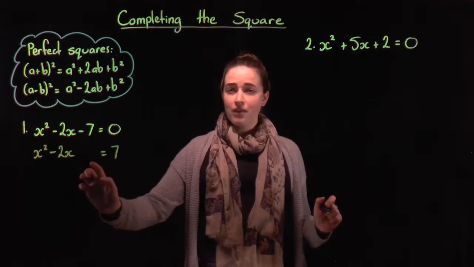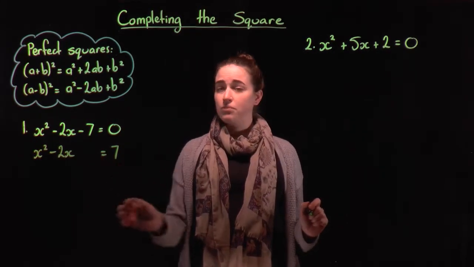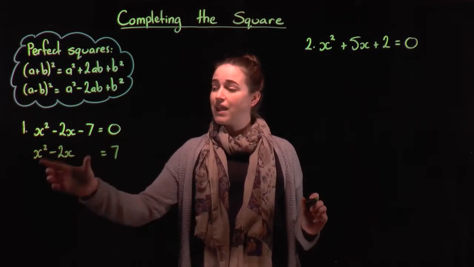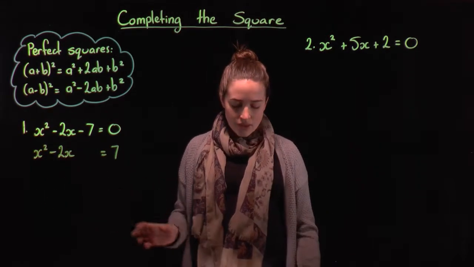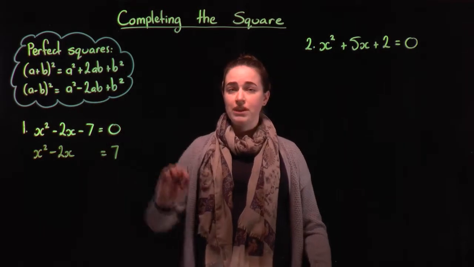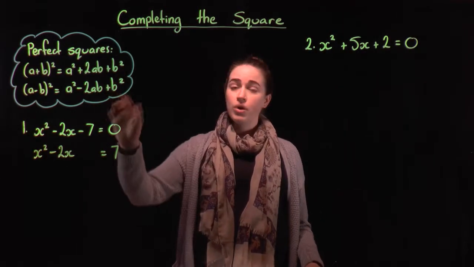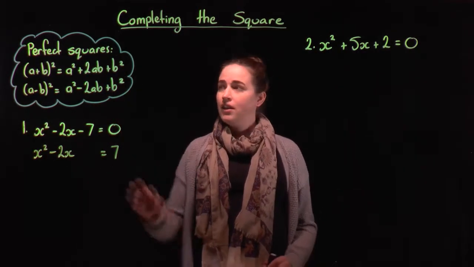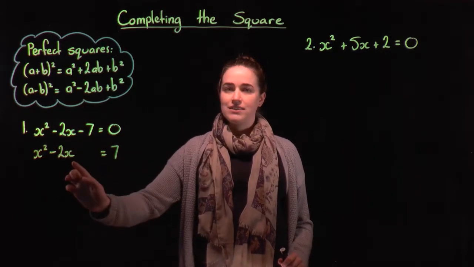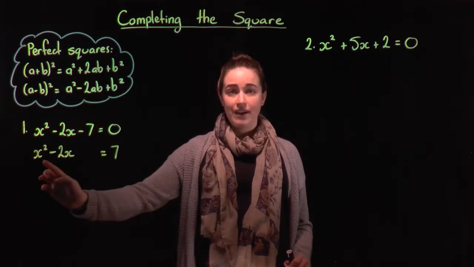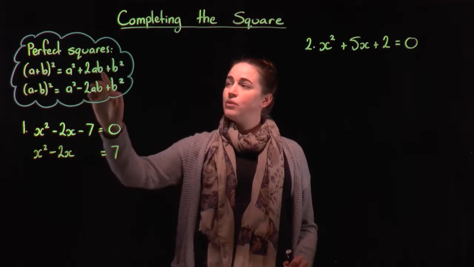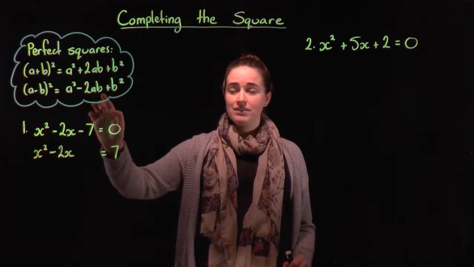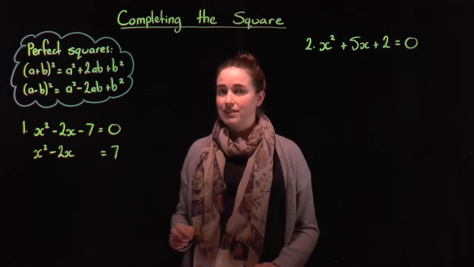Now I've left a gap there because we need to figure out what number we can put in here to make this left-hand side of the equation into a perfect square. The way we're going to do that comes from here. The term that we want to add on the end is b squared. Now our a's in here are our x's, so a squared was our x squared, 2a was a 2x, and we have to figure out what this b term is so that we can square it and add it on the end.